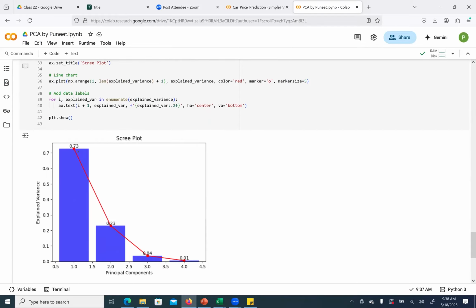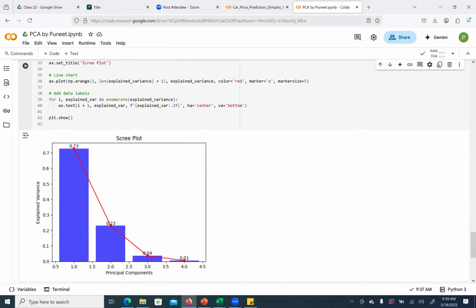Okay, so it is telling you that if the original four variables had a total importance of 100, then this one single variable will have a 73% importance. This will have 23% importance. So if I want to remove one variable, which variable will I remove? The last one, principal component 4. If I need to remove two, I will remove principal component 4 and principal component 3. If I need to remove three, then principal component 4, 3, and then 2.